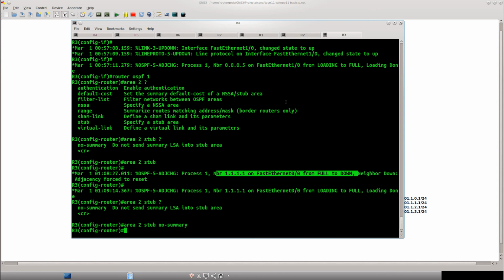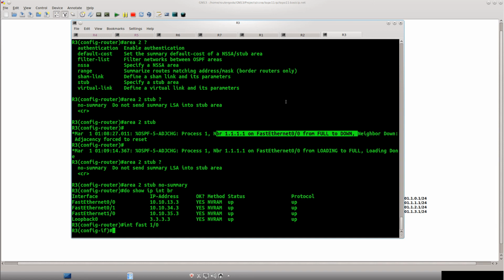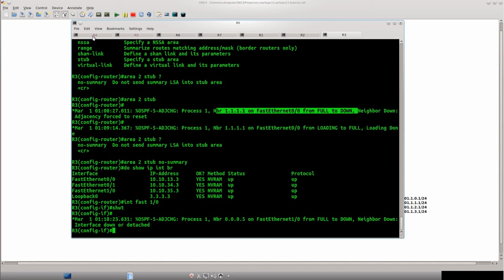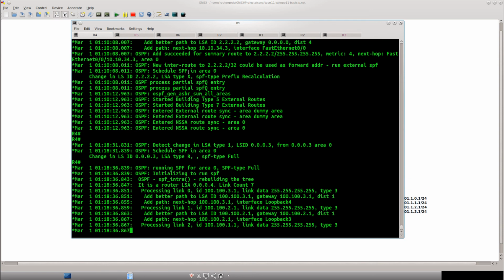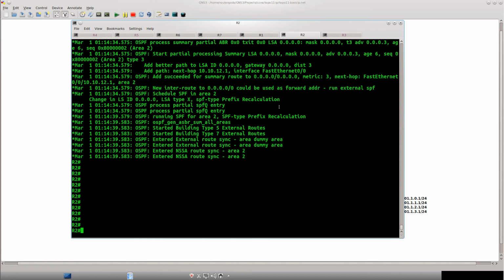And this will probably shock you. So we're going to do show IP interface brief. And it's going to be the link between 3 and 5. So interface fast 1/0, shut. Shut that puppy down. We know that R4 is going nuts. R4 is going nuts right now. Look what's happening on R2. Absolutely nothing.